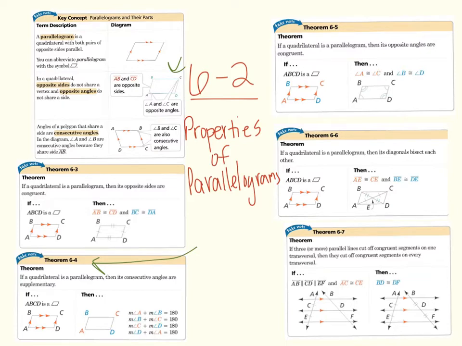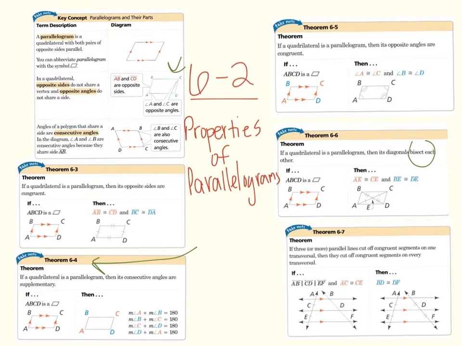The next theorem that you need to make sure you know is Theorem 6-5, which says that if it's a parallelogram, then the opposite angles are congruent. So opposite sides are congruent, opposite angles are congruent, consecutive angles are supplementary. Theorem 6-6 says if a quadrilateral is a parallelogram, then its diagonals bisect each other. Now remember, the word bisect means we split it in half.